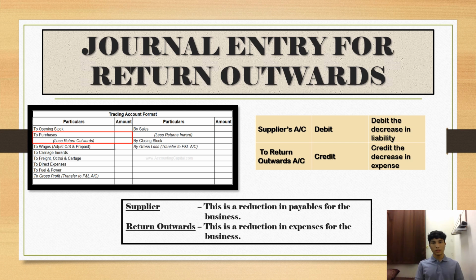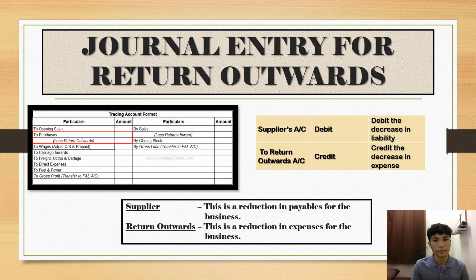And the journal entry for return outwards: debit the supplier account, the decrease in liability, and credit the return outwards account, the decrease in expense. Supplier: this is a reduction in payable for the business. Return outwards: this is a reduction in expenses for the business. And this picture is a journal entry for return outwards.